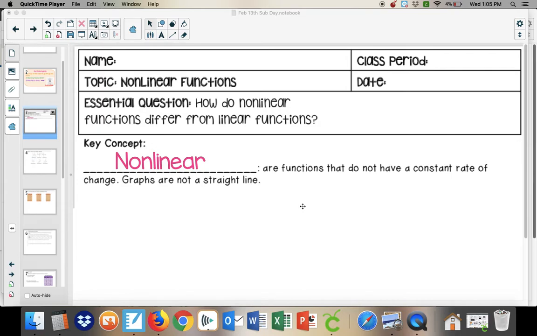All right, today's lesson is on nonlinear functions. So, the essential question for today is, how do nonlinear functions differ from linear functions? So, we've learned about how to represent functions, how to see and recognize if something is a function, and then yesterday we learned about linear functions, which are ones that have a constant rate of change and create straight lines. Today we are going to learn about nonlinear functions, and these are functions that do not have a constant rate of change, and they do not create straight lines.